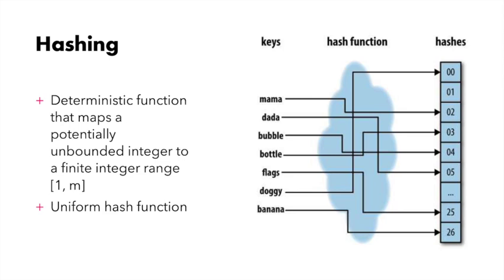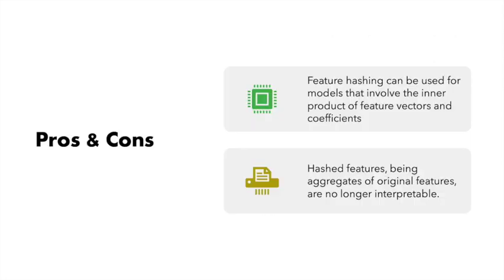Feature hashing could also be used for models that involve the inner product of feature vectors and coefficients, such as linear models or kernel methods. There's one downside to feature hashing, and that is the hashed features, being aggregates of the original features, are no longer interpretable, so we cannot really interpret what it is that is having an impact. The pro is that it could be used for models that involve feature vectors and coefficients. On the other hand, we lose interpretability.